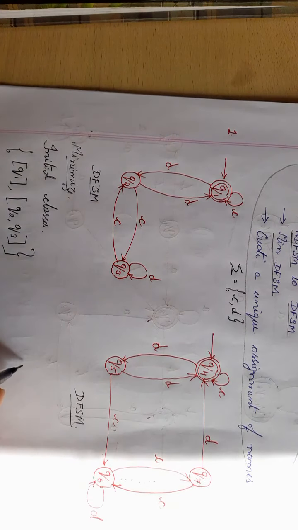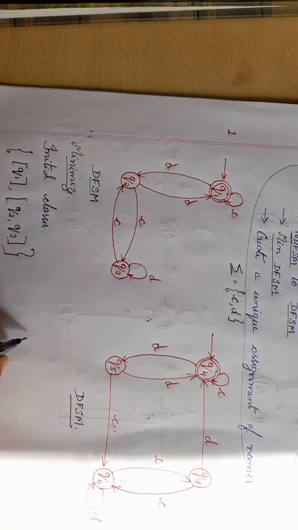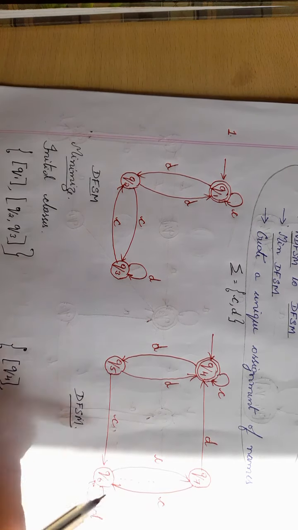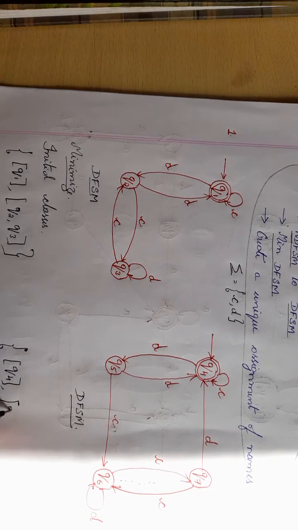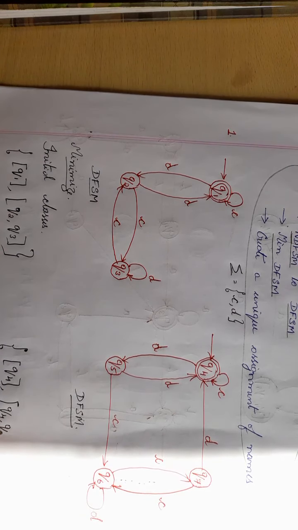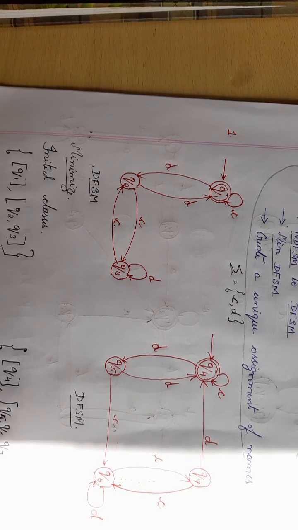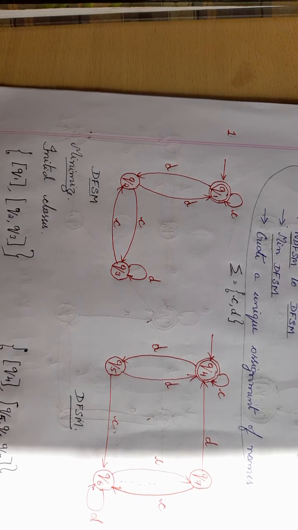With respect to the other diagram, what is the final state? The final state is Q4. Then write the remaining states. What are the remaining states? Q5, Q6 and Q7. Once you are done with this, check with respect to each step whether splitting is required or not. When the splitting stops, then draw the final deterministic finite state machine.